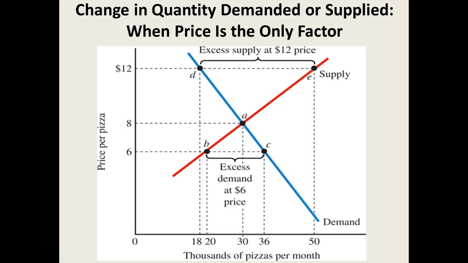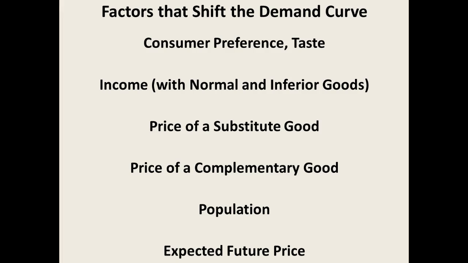So there are two separate concepts that are moving the quantity demanded or quantity supplied, or in other words, moving you along the supply and demand curves. But both of them are based on price. So price is the only factor that causes a change in the quantity demanded or a change in the quantity supplied. But what if price is not the factor? What if it is a different factor?